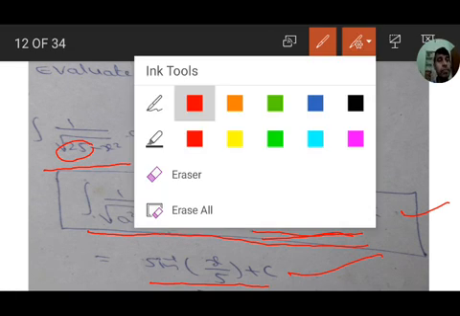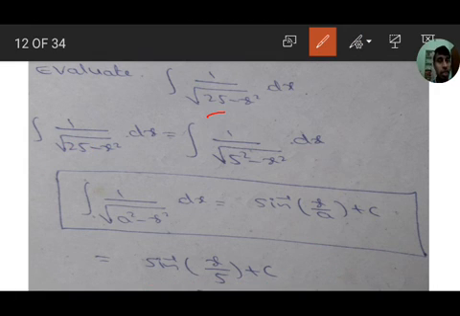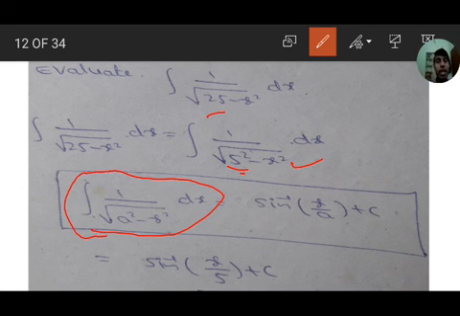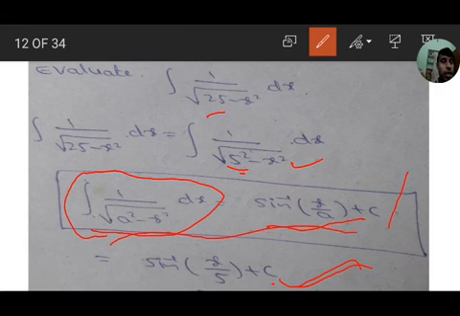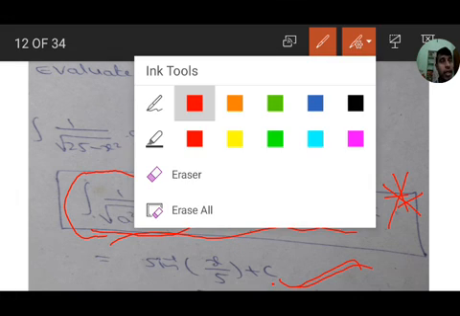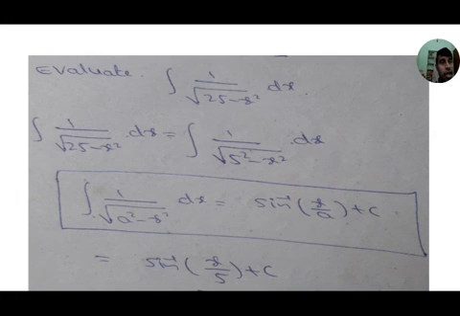Here we wrote 25 as 5 square, that is a square, in the form 1 by square root of a square minus x square. So we need to remember this formula: integration 1 by square root of a square minus x square dx equal to sin inverse x by a plus c. Here a means 5, so sin inverse x by 5 plus c. So formulas are very important. Without the formula it is difficult to find the integration value. Next problem.